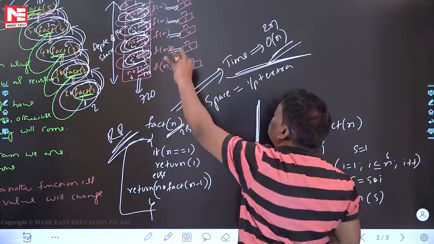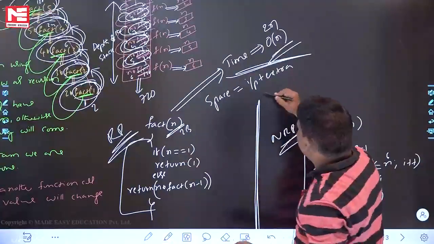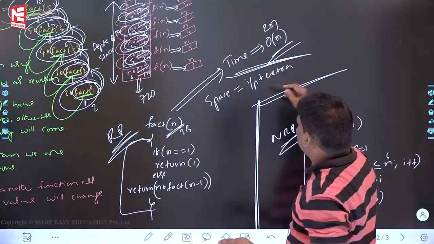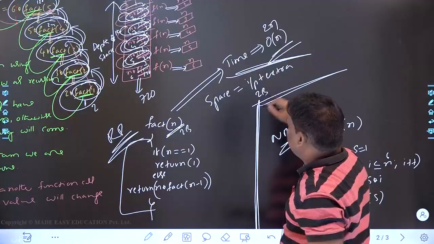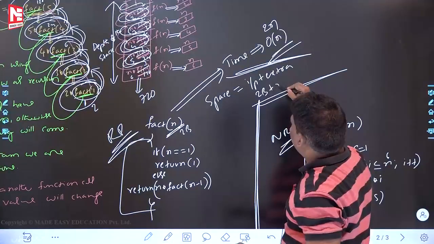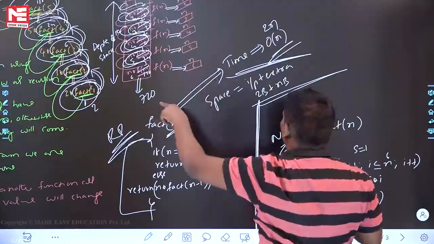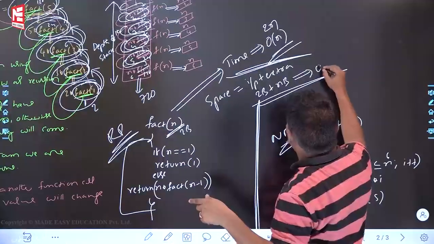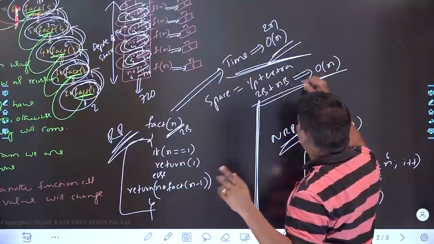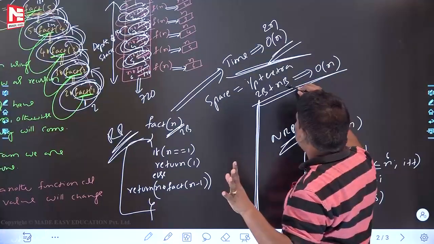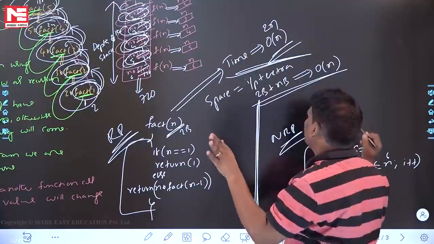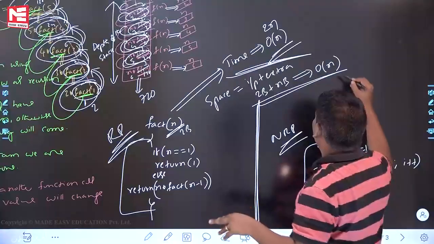Assume that each one is 1 unit. So what is the answer? Input plus extra. The input is 2 bytes, an integer. The extra is n bytes, because factorial of n requires n units of stack. So it is n plus 2 bytes. Forget about the 2, it is a constant. Byte is a unit. Finally, Big O of n.